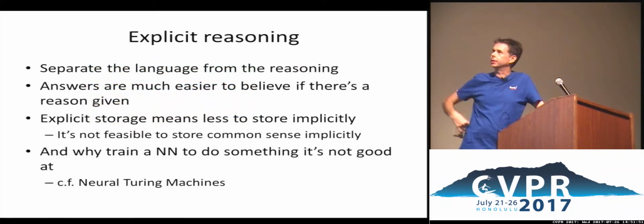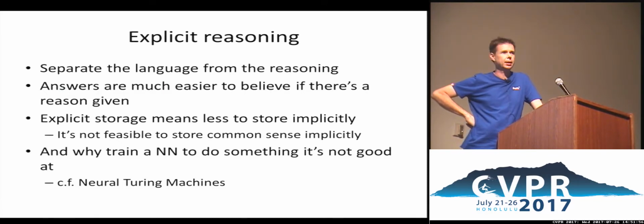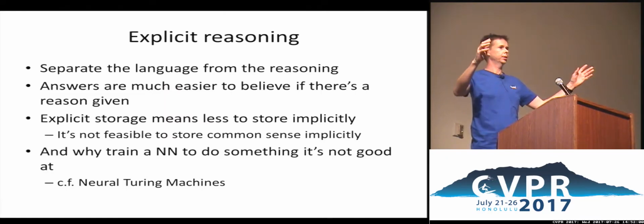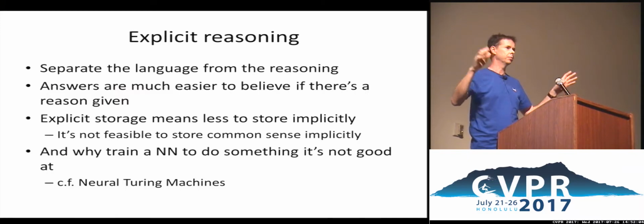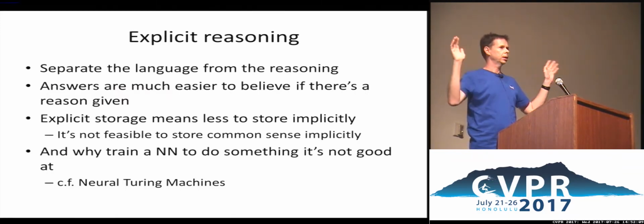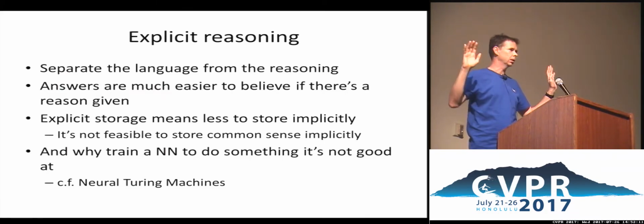So, explicit reasoning. This is the stuff I'm most enthusiastic about at the moment, right? We need to separate the language from the reasoning. At the moment, pretty much what we're doing is just pushing the data into the LSTM, holding our hands up and hoping that something sensible happens. And as far as I'm concerned, AI doesn't lie that way.